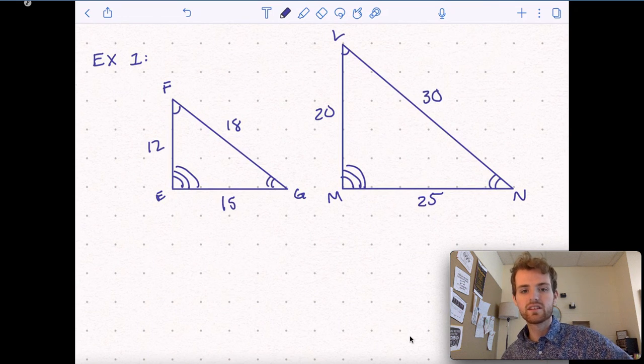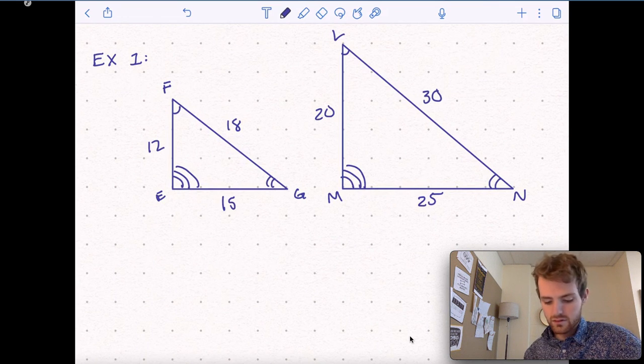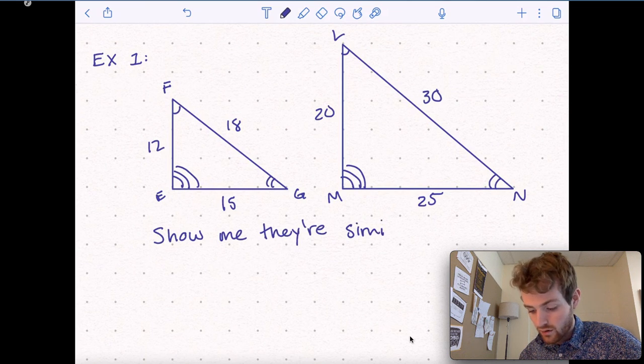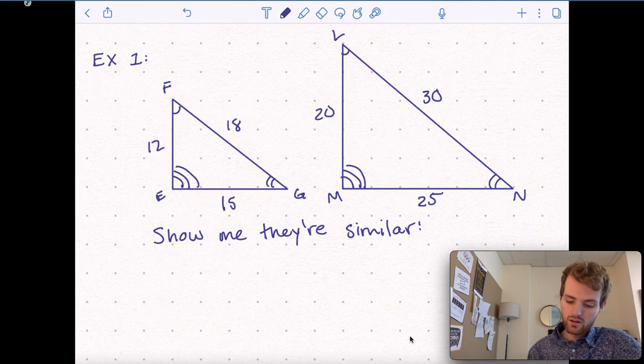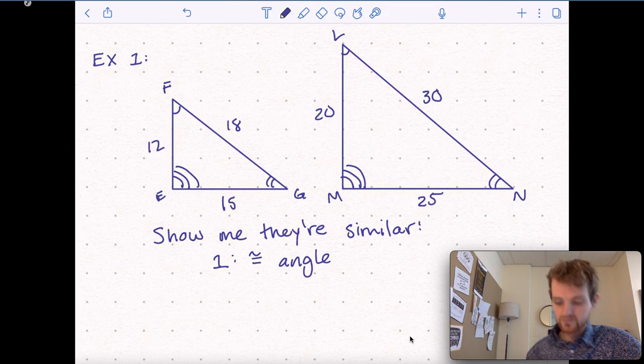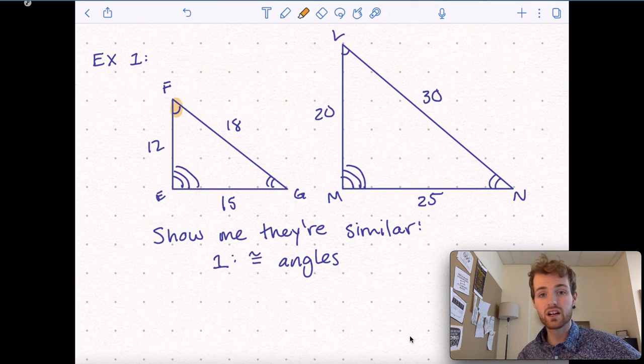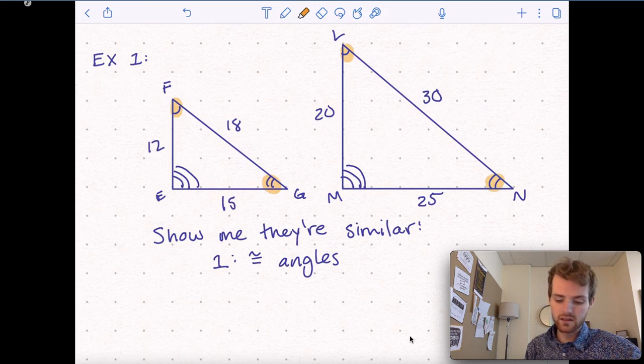Okay, if I give you this example and asked you to show me they're similar, well, you need to show me two things. One, do they have congruent angles? Well, when I look at angle F, does angle F have a congruent pair? Yes, it has a congruent match with L. Does G have a congruent pair? Yes, with N. E has a congruent match with M.